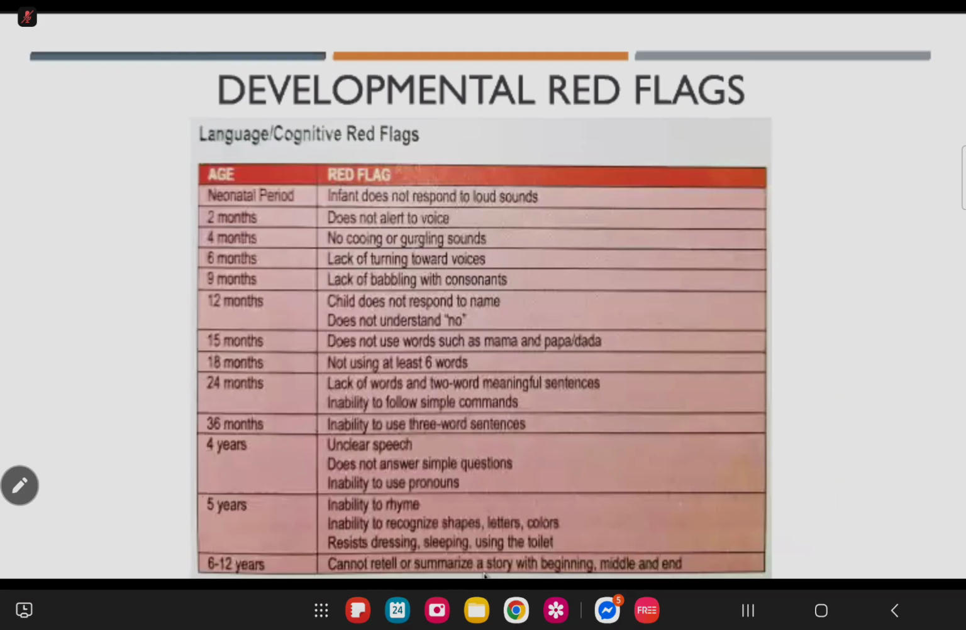For your language, your red flag at the neonatal period is the infant does not respond to loud sounds. How do you interpret this? Maybe the infant is deaf, probably, or maybe has a hearing problem. At 2 months, is not alert to voice. At 4 months, no cooing or gurgling sounds. At 6 months, lack of turning toward voices. So in the first 6 months of life, you can actually tell if the patient has a hearing problem or not.